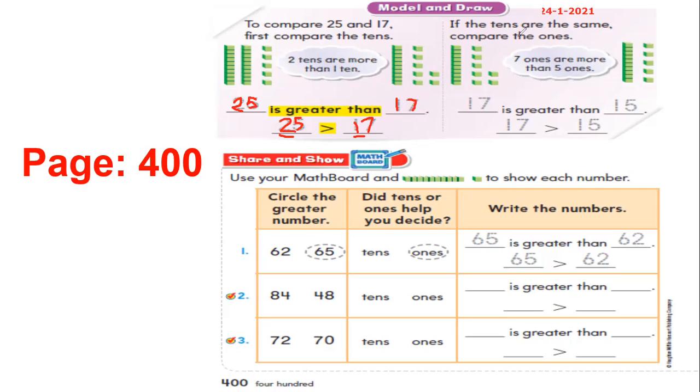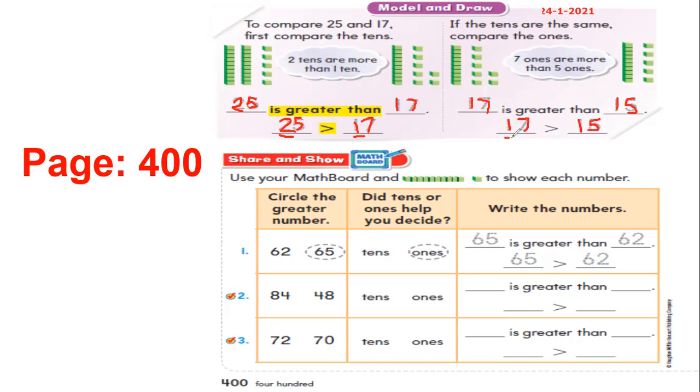Now, the next one. If the tens are the same, compare the ones. Now, if the tens are the same, as I said, when the tens are the same on both sides, same numbers, you cannot compare. You don't know which is greater or which is less. So you're going to compare the other number, which is on the ones side. So we have here 1 ten, 7 ones, and 1 ten and 5 ones. So I'm going to compare the number 17 and 15.